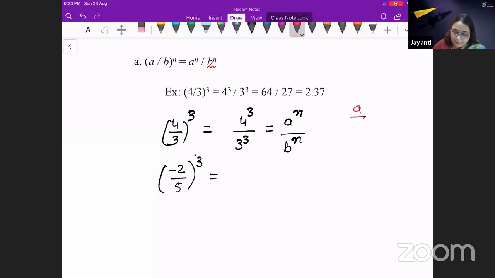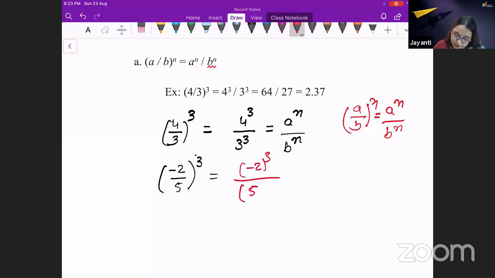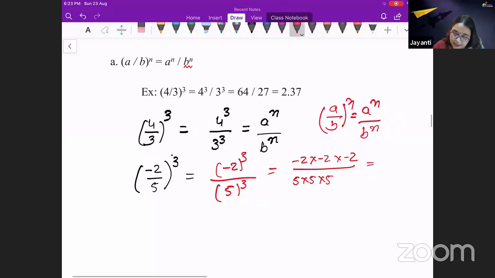(a/b)^n is a^n by b^n. So (-2/5)^3 is (-2)^3 by 5^3. So what is (-2)^3? Minus 2 into minus 2 into minus 2. What is 5^3? 5 into 5 into 5. So this is minus 8 by 125.